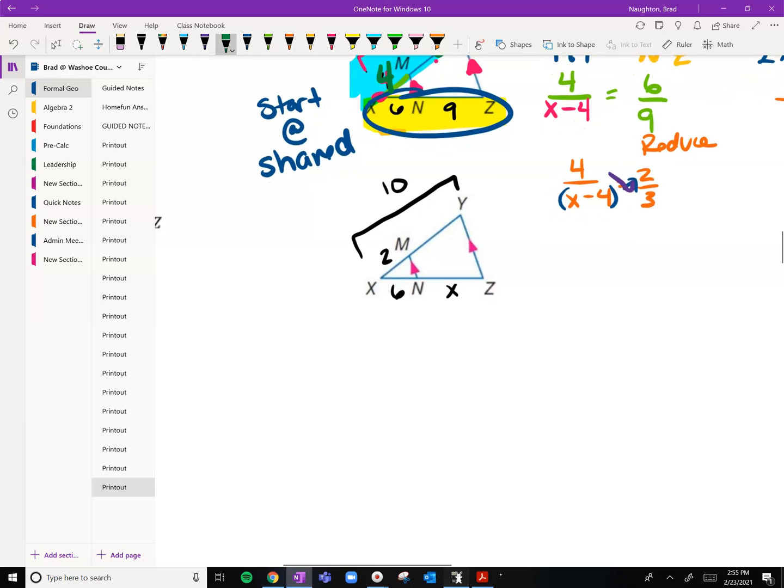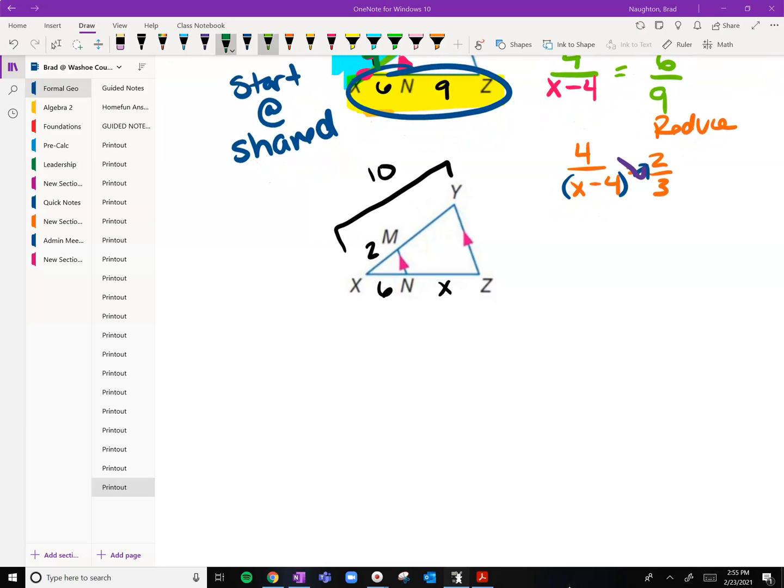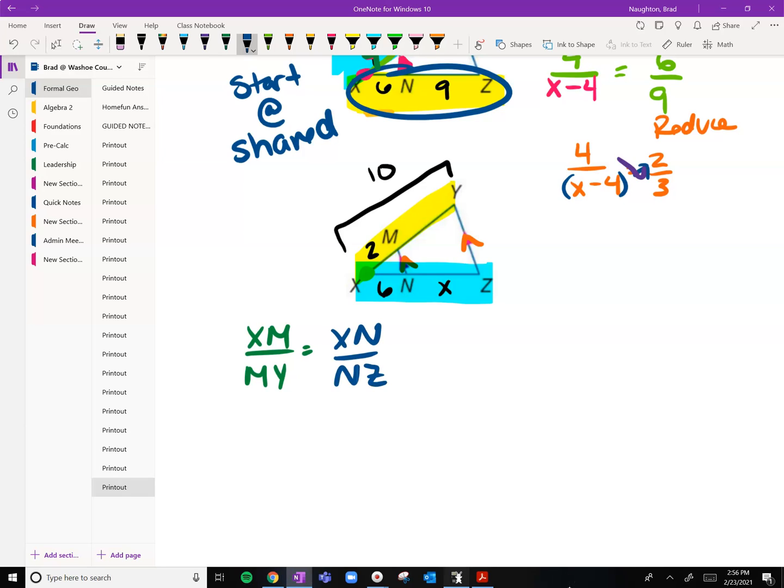All right, let's go to this next one here. So we have our shared angle. Boom. I have my parallel. Bazinga. So one side, that's going to be XM is to MY. And then our other side, again, side to side, starting from our shared angle, XN is to NZ. All righty. So if I look at this first part, it says XM is 2, so 2.